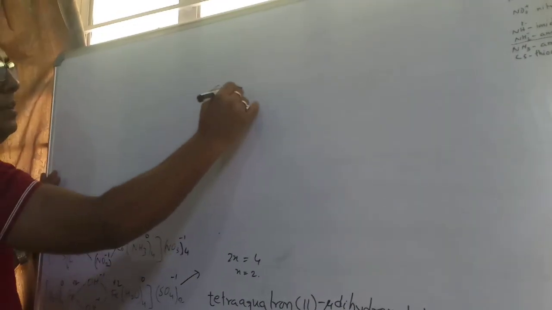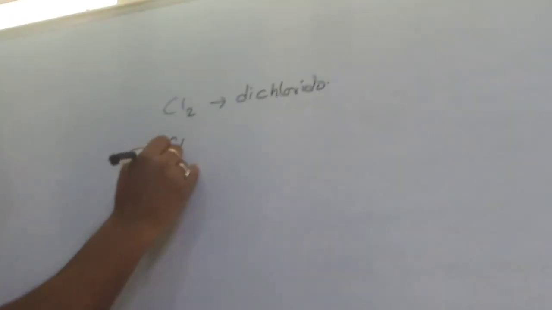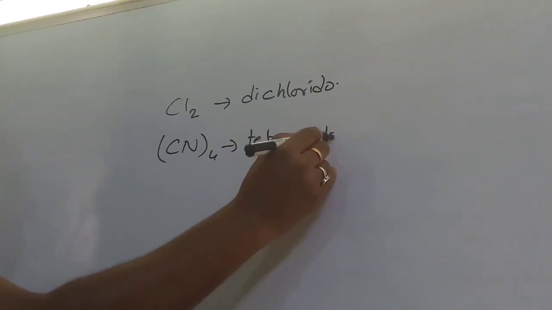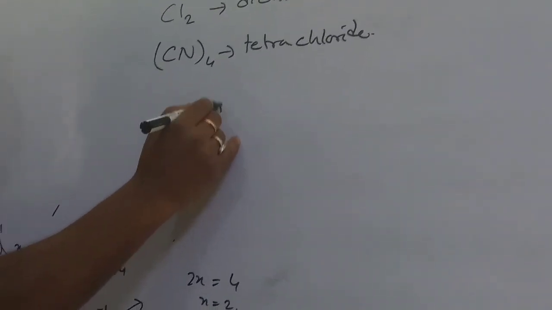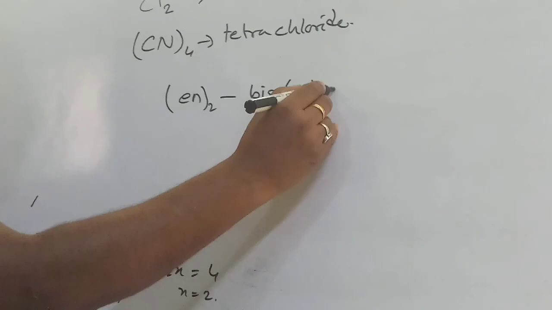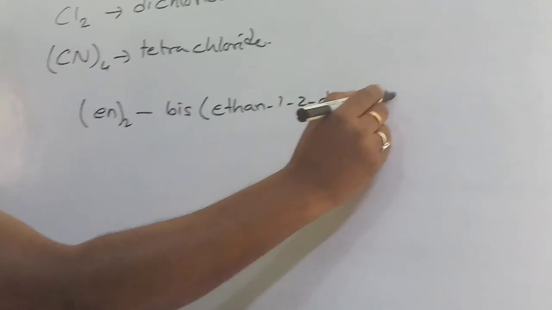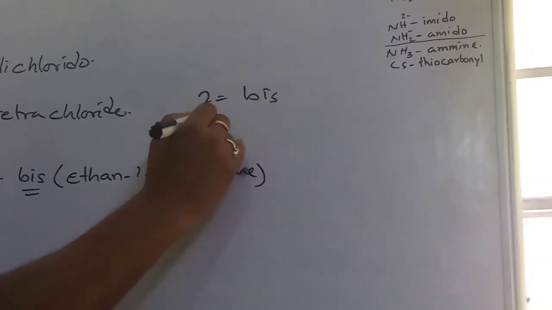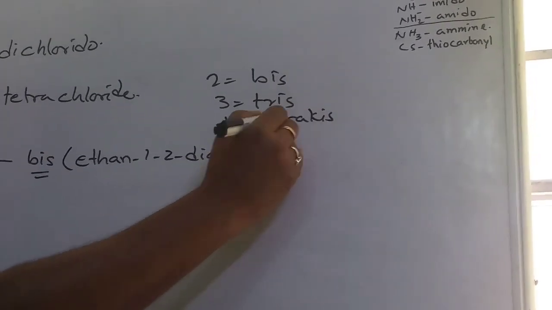When we go for chlorine, we call this dichlorido, C-H-L-O-R-I-D-O. When we go for four, tetra, T-E-T-R-A, tetrachlorido. Now the question is, when you go for en, the whole 2, then we call it bis ethane 1,2-diamine. Now the question is, why do we use bis for 2, tris for 3 and tetrakis for 4? Why do we go with this?